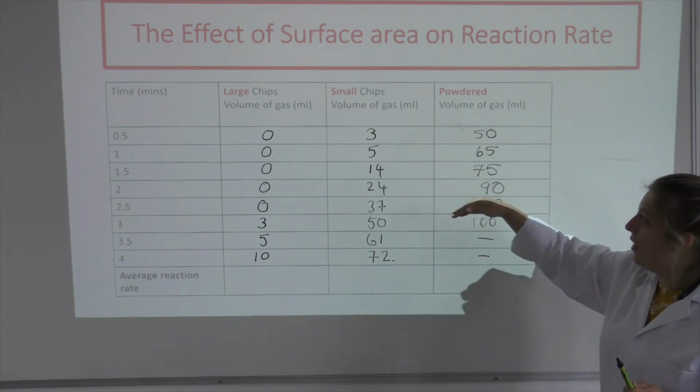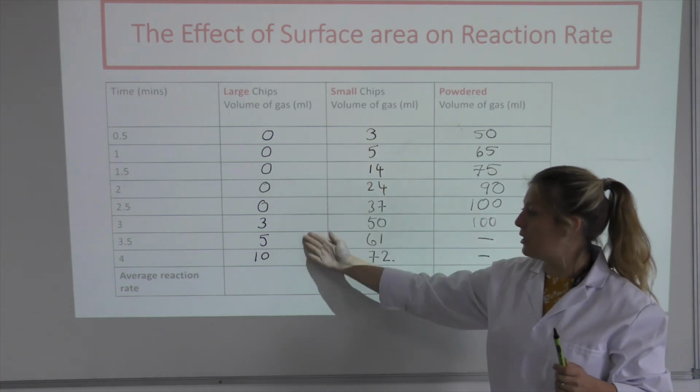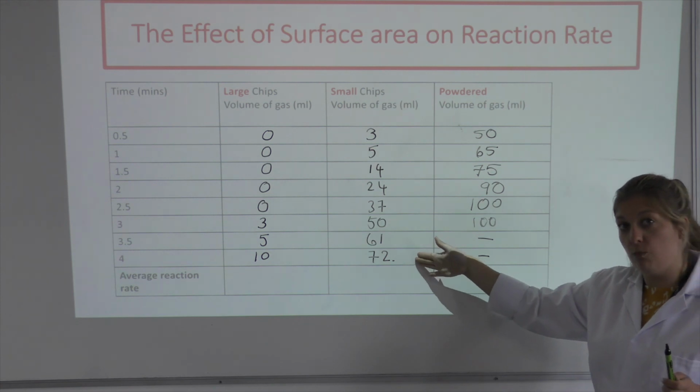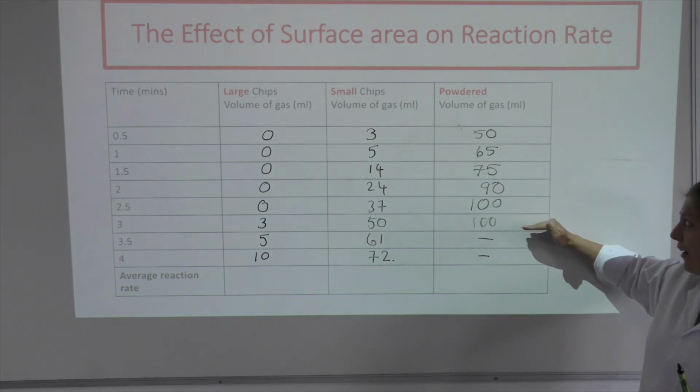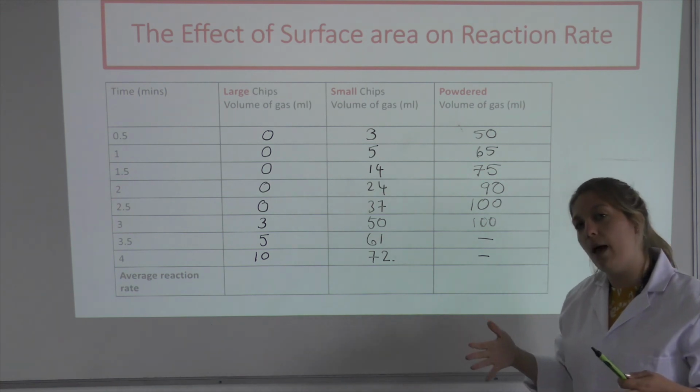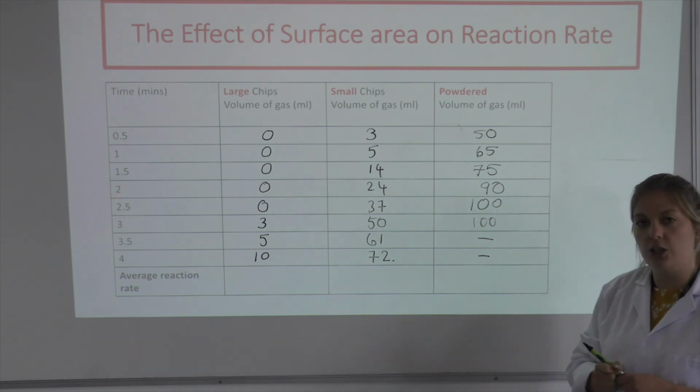We can see here that there was a very slow reaction with our large chips, a faster reaction with our small chips, and a much faster reaction with our powdered calcium carbonate, which you'd expect to happen because there was a larger surface area.